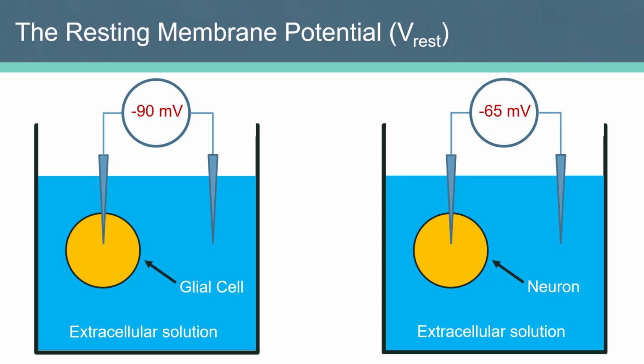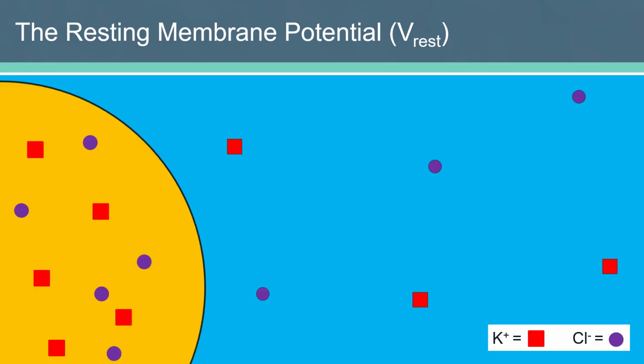What accounts for this difference in the resting membrane potential between different cell types? We will see that one major factor that determines a cell's resting membrane potential is the permeability of its membrane to different types of ions. We will first consider glial cells. To calculate the resting membrane potential of a glial cell, we will make the simplifying assumption that the membrane is only permeable to potassium. This isn't completely true, but will make our calculation much easier.